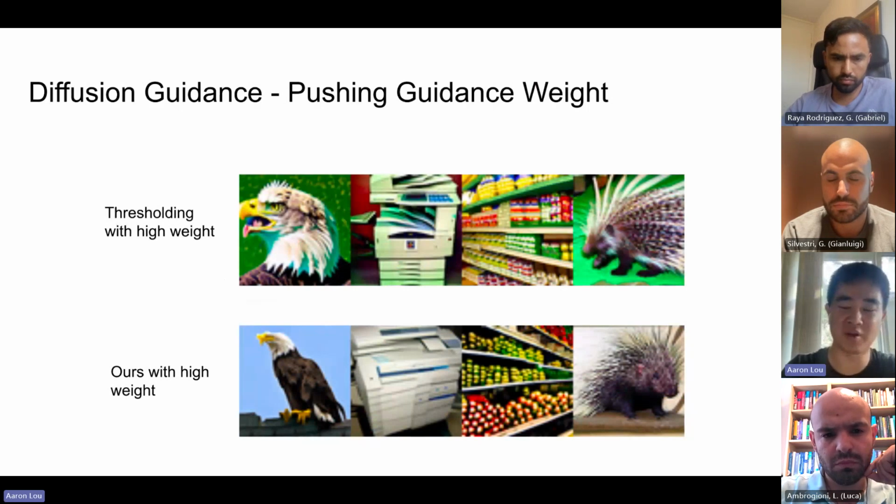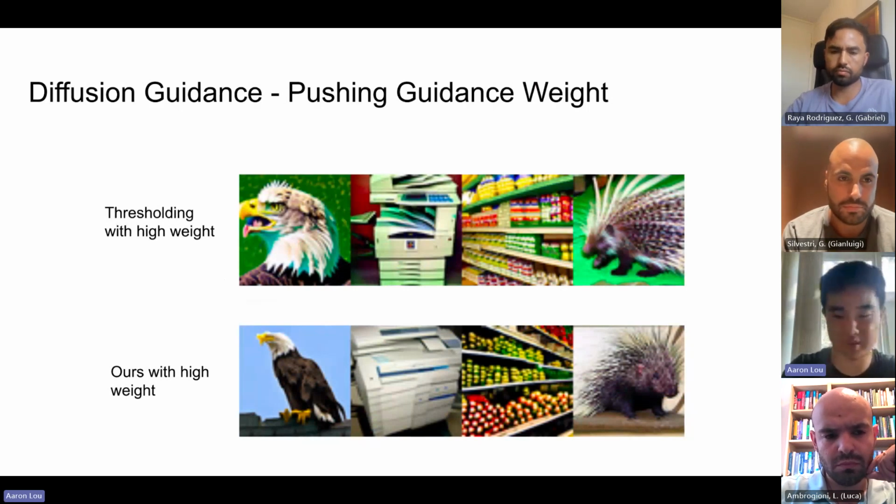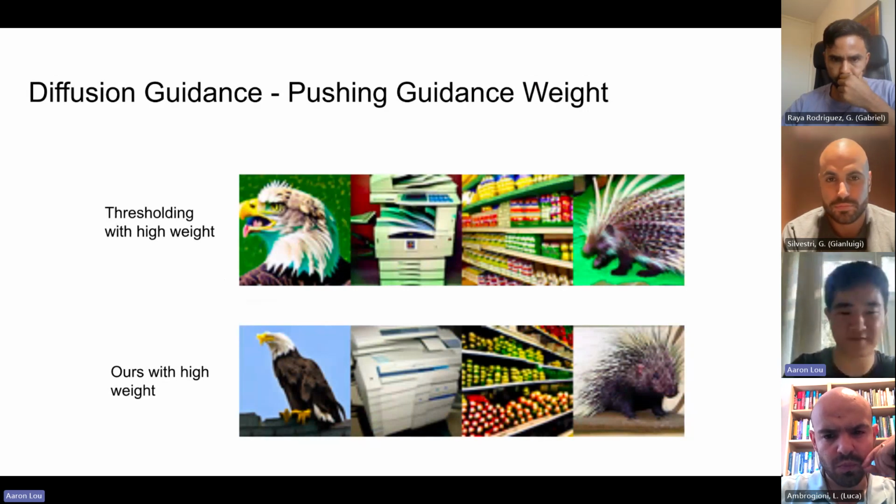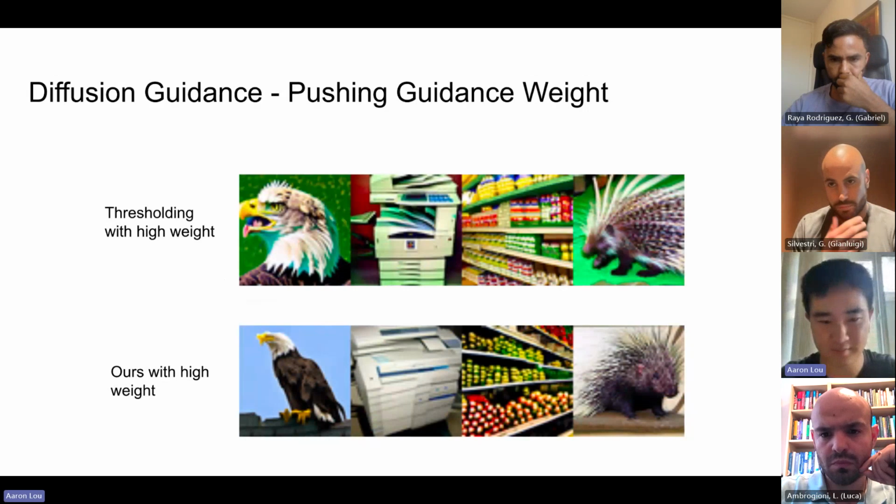And there's another question, also, of how to scale it up to text to image, which is the big use case for diffusion guidance methods. Yeah.